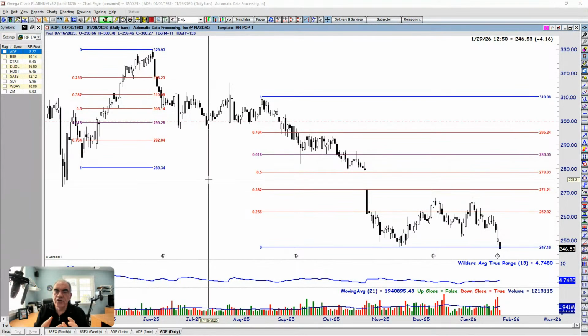All right. I want you to look at every single move from one line to the next as a one standard deviation move. Now, I'm not a math guy.